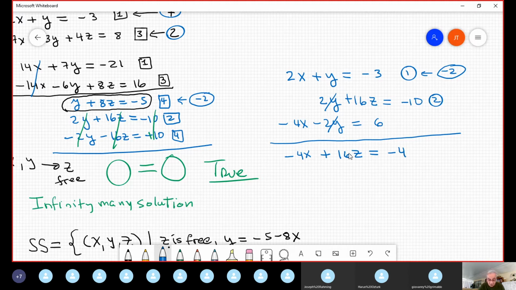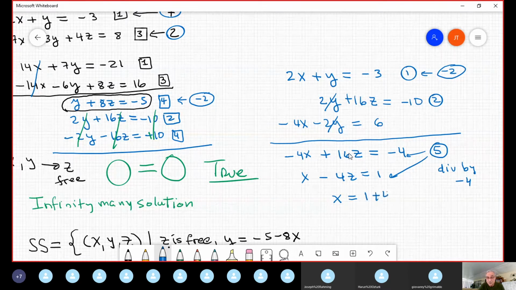Okay, and this is my new equation. I want to call it equation number 5. Why not? But you can do a little bit of simplification. If you divide the entire equation by negative 4, in order to simplify a little bit, this is x divided by negative 4, this is 4z, and this is 1. And actually it's the same. This and this are the same, but this is more condensed, more clear. And you solve for x as a function of the independent free variable c: 1 plus 4c.